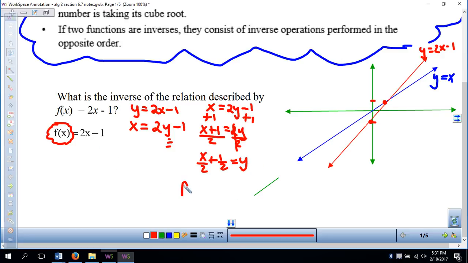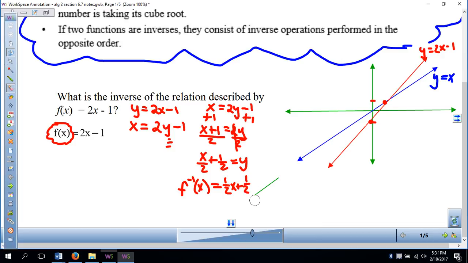And the notation for f inverse is f to the negative 1 of x. That's called the inverse of f. And we could write that as 1/2 x plus 1/2. Now if I graph that, we should be able to see that it is a reflection of the original line over the line y equals x. So I'll graph it in black so it looks different.